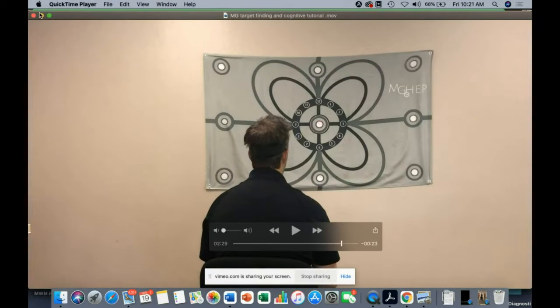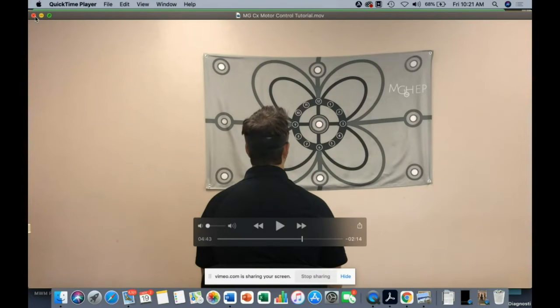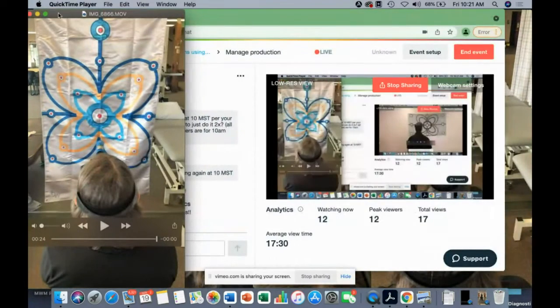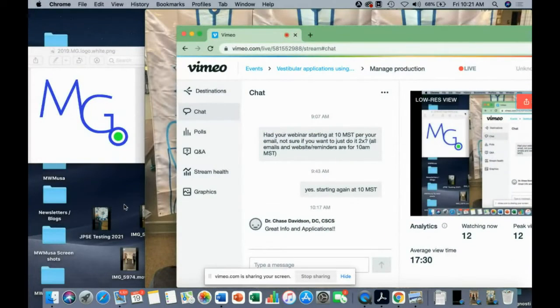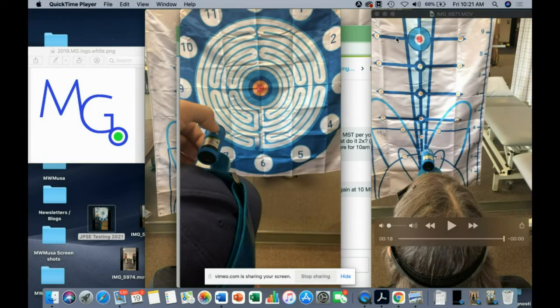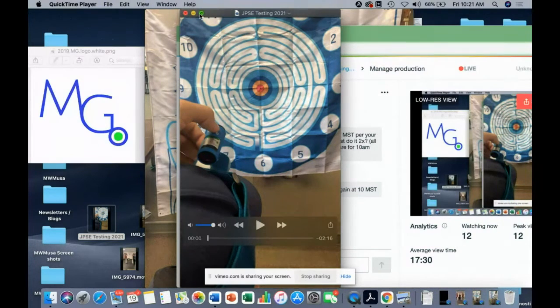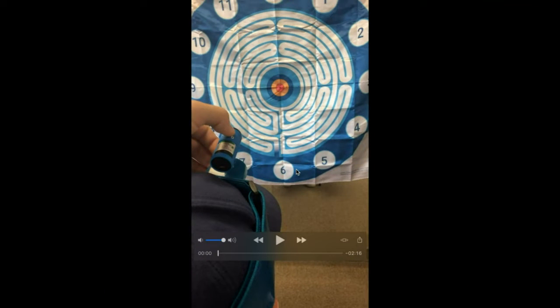So let me remove some of these things, and we'll go back to some other activities. Let me get rid of some of this. All right, what do we have down here? So while we're on this topic, let's move over to joint position sense testing. So as I mentioned before, this has been completed in one of our previous live streams, but let's just review this real quick for those who weren't able to jump on that one.